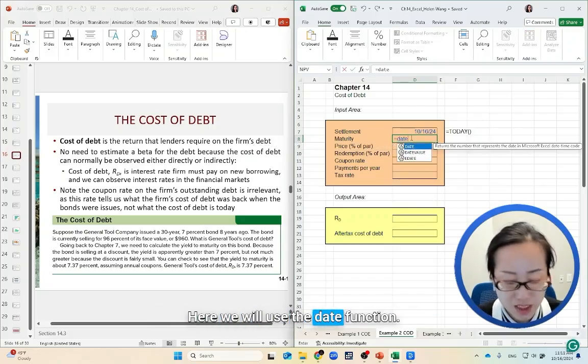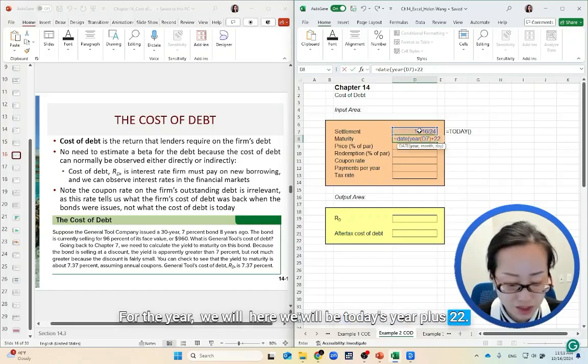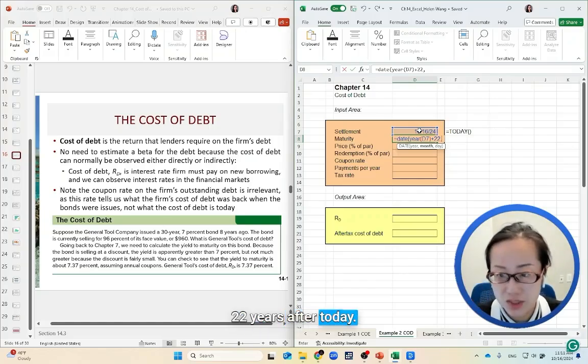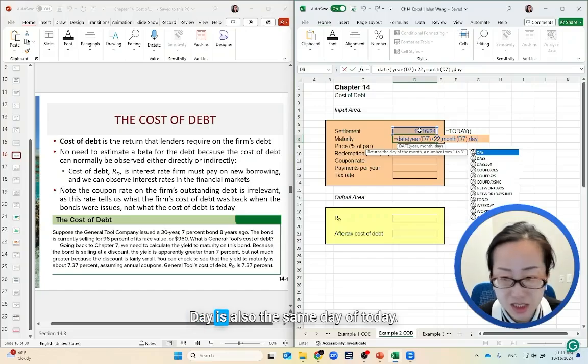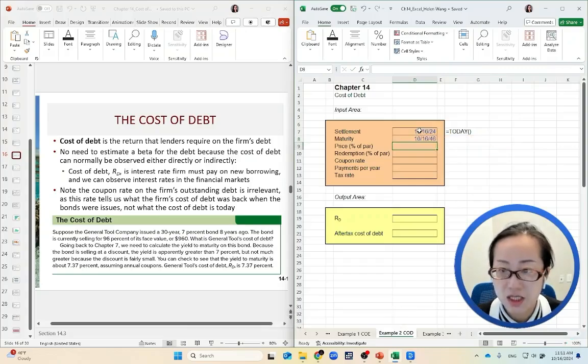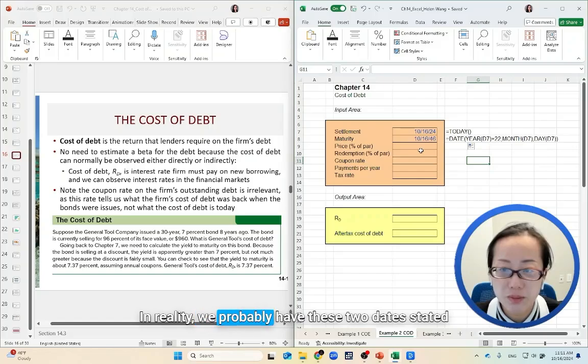Here we will use the date function. For the year, it will be today's year plus 22. Okay, 22 years after today. The months will be the same month of today's date. Day is also the same day of today. Okay. These are the two Excel functions we use to establish the settlement and maturity. In reality, we probably have these two dates stated in the contract, and we can enter the dates directly.